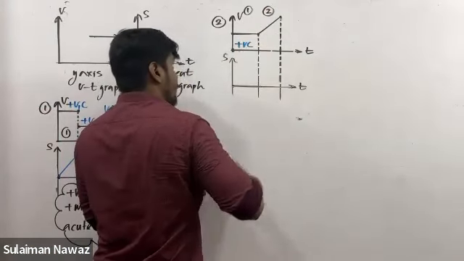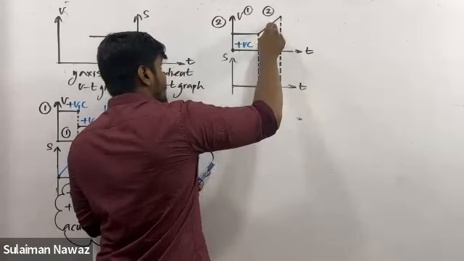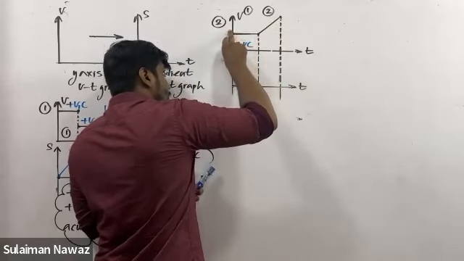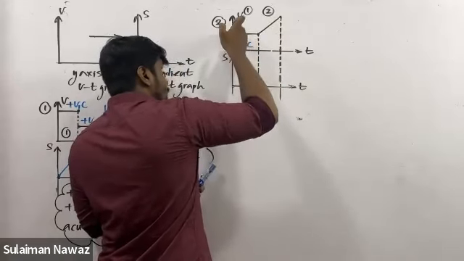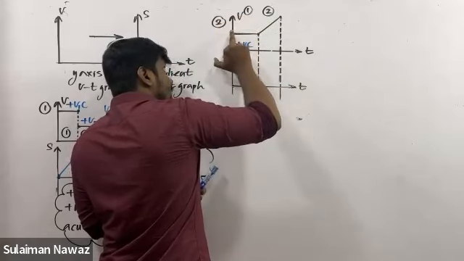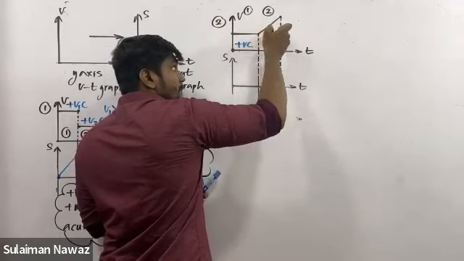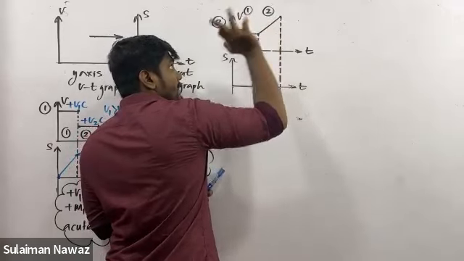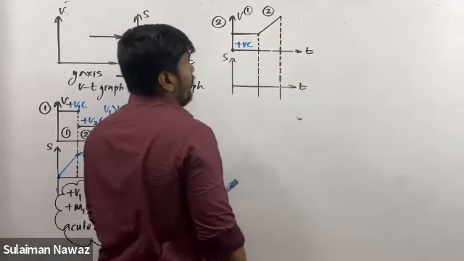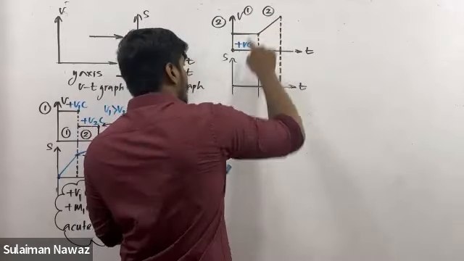Check the y-axis. Second part. Positive velocity increasing. Positive velocity is positive with the time, and it is increasing.